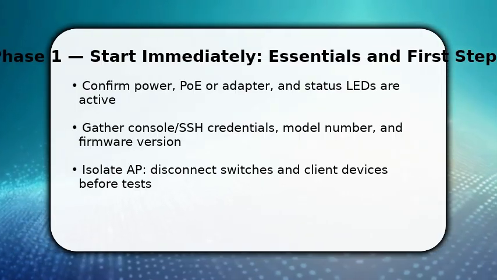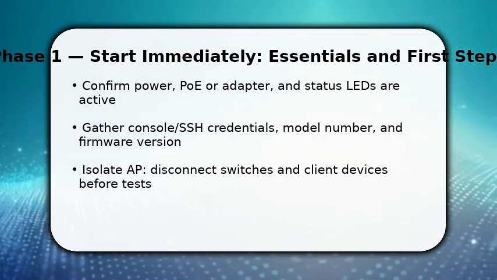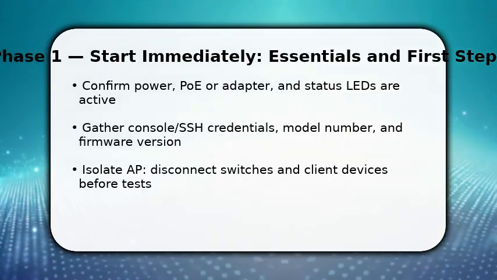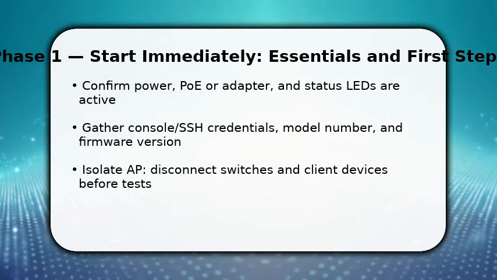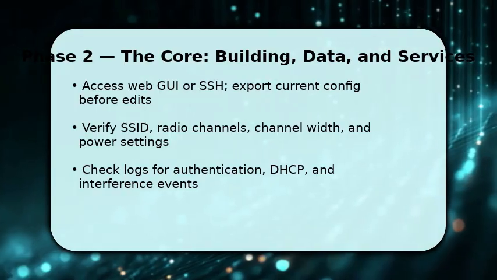Also, make sure to remove extra client traffic by isolating the AP. This reduces noise while you perform configuration checks and log pulls. Now you log into the AP via the web GUI or SSH and export the running configuration. This gives a rollback point.